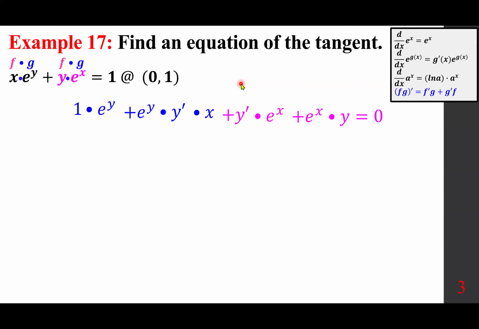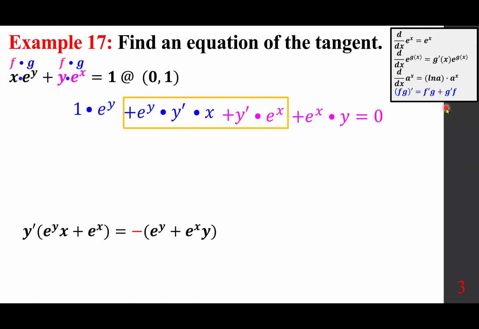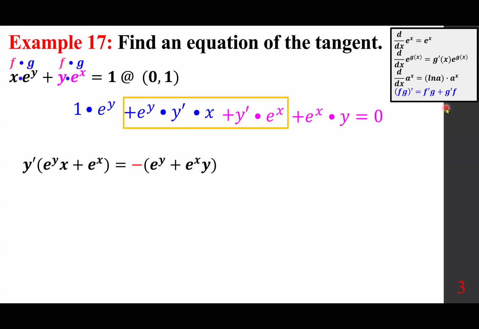So having said that, we notice y prime we have here. We're going to keep these two. We factor the y prime out. This gives us e to the power of y times x, or x e to the power of y, and this gives us e to the power of x. These two go to the other side and become negative. Divide by the parentheses here.